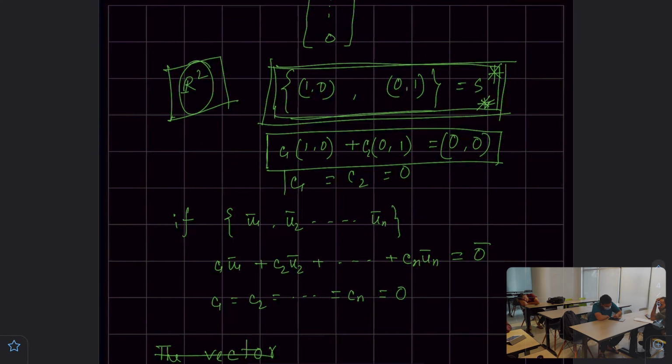And we already defined the dimension of the vector space R2 as the number of elements in a basis, right? Since the number of elements in this set is 2, that means the dimension of this vector space is 2. Okay.